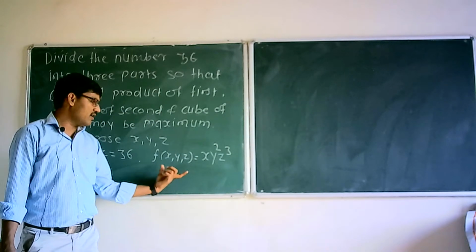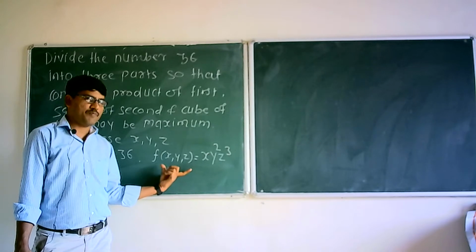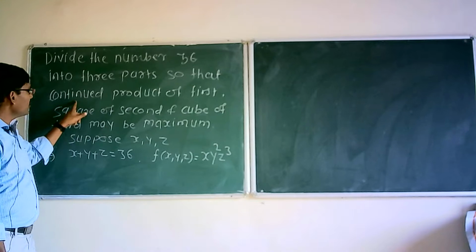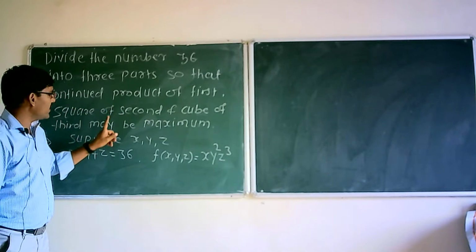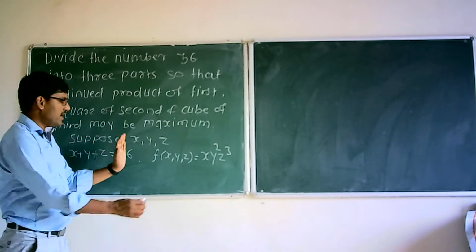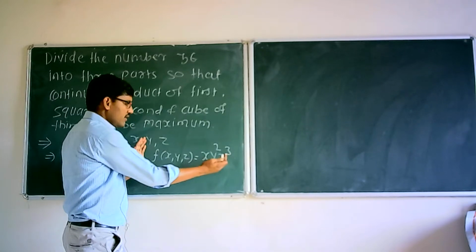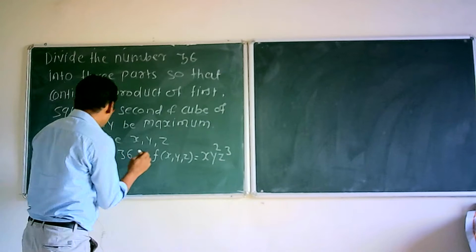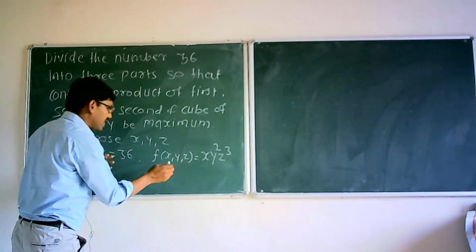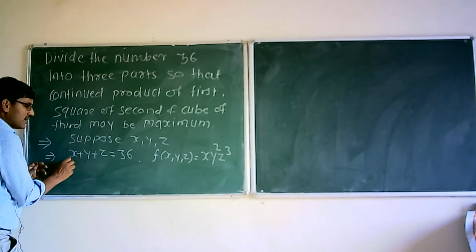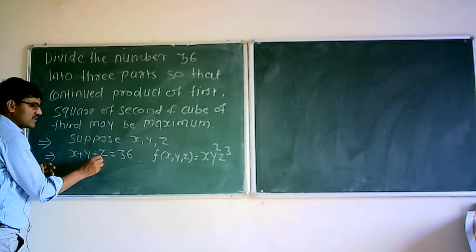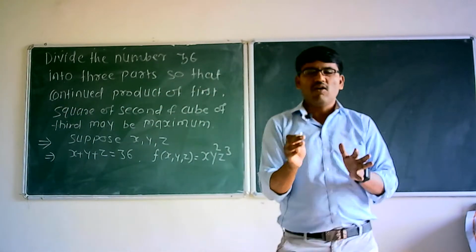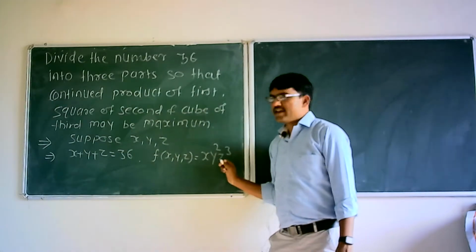That is, we want to find the maximum value of this function f of x, y, z, which is x y square z cube. If there is no condition given, then you can easily see there is no maximum value. But here there is some restriction on x, y, z. That is, x, y, z must also satisfy this condition, x plus y plus z must be 36. So there is a constraint given on x, y, z.